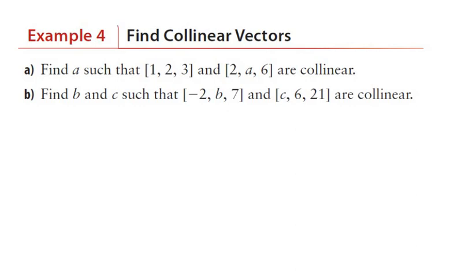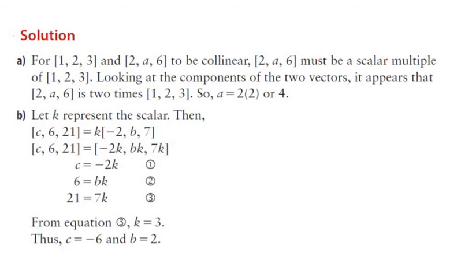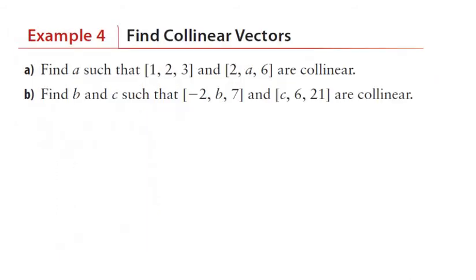Here it says find collinear vectors. Part A, it says find a such that (1, 2, 3) and (2, a, 6) are collinear. So it means that here we have 1, 2, 3, and 2, a, 6. If they are collinear, (2, a, 6) must be a scalar multiple of (1, 2, 3). As you see here, 2 is double the 1 and 6 is double the 3. So it means that a is 2 times 2, which is 4. Let's see the other one, part B.